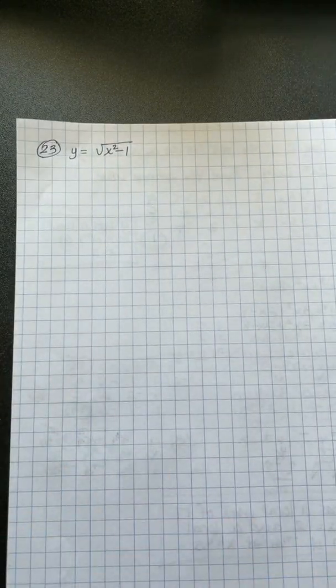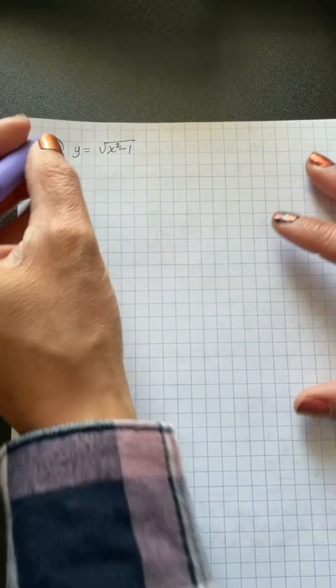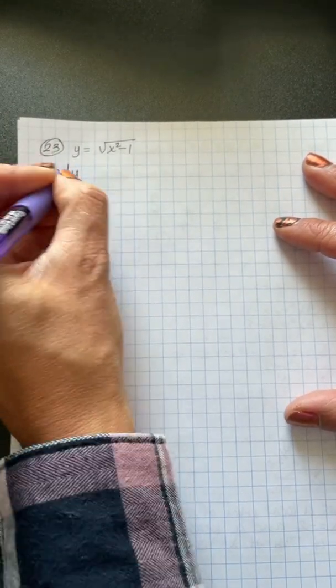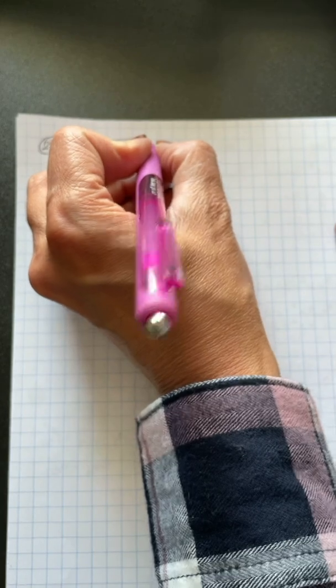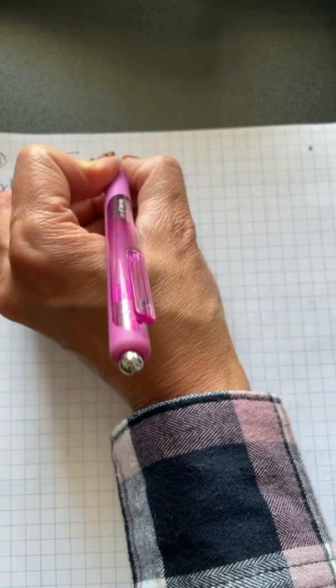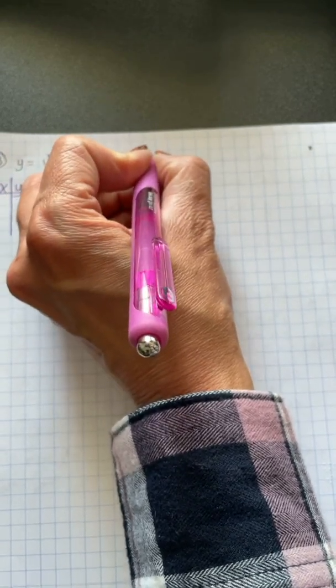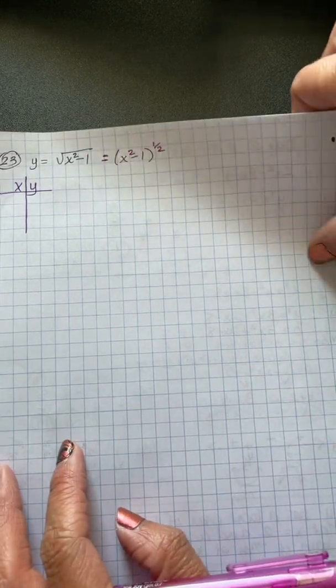23. Doing the same type of thing, but this time it's y equals the square root of x squared minus 1. Okay, so I'm going to get my table ready. I don't know what my critical values are yet, but that's okay. And let's take a derivative. So remember, this is the same as x squared minus 1 to the 1/2 power. That's what it means to be a square root, in exponential form anyway.